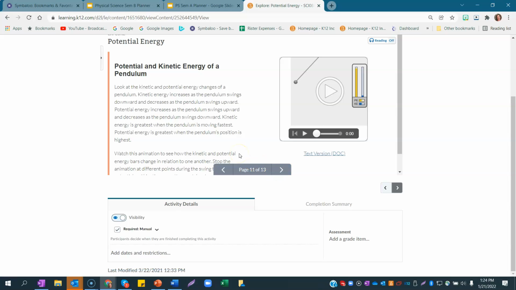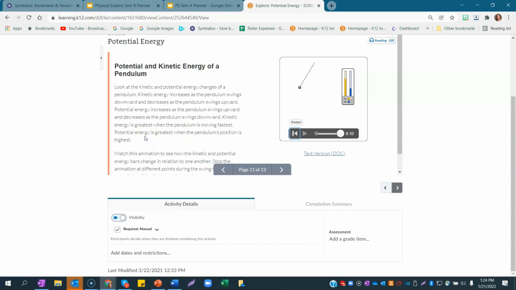So look at the kinetic and potential energy changes of a pendulum. As I play this, you can watch on the screen and see the PE and KE changing. Kinetic energy increases as the pendulum swings downward and decreases as the pendulum swings upward. Potential energy increases as the pendulum swings upward and decreases as it swings downward. So kinetic energy is the greatest when the pendulum is moving the fastest, and potential energy is greatest when the pendulum's position is highest.